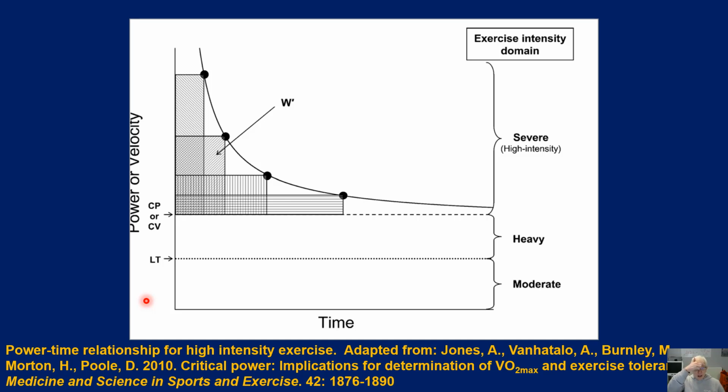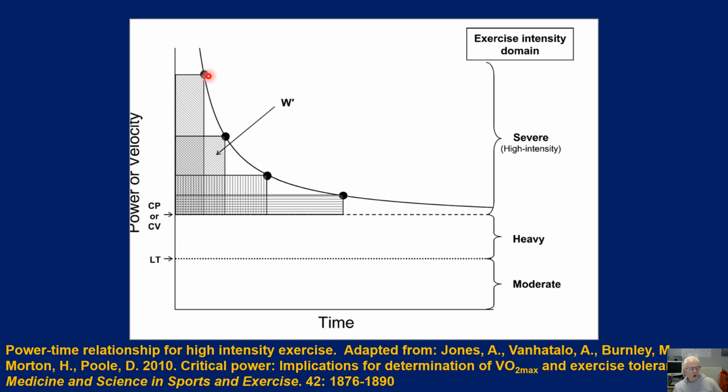So what does it look like? Well, this is a really neat schematic from Andy Jones. And so you've got our exercise domains: moderate, heavy, severe. We've got lactate turn point, or you want to call it gas exchange threshold. Here you've got critical power or critical velocity.